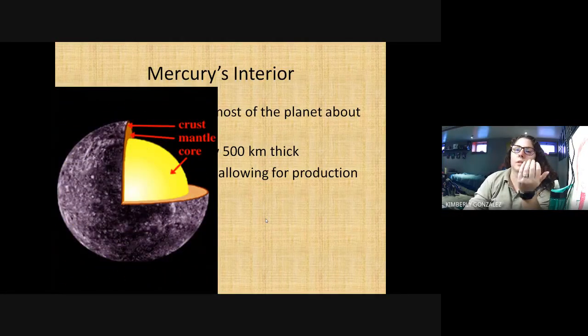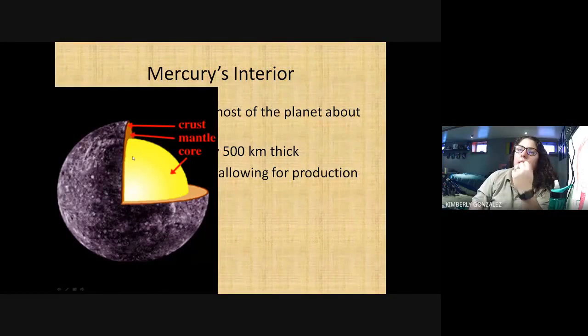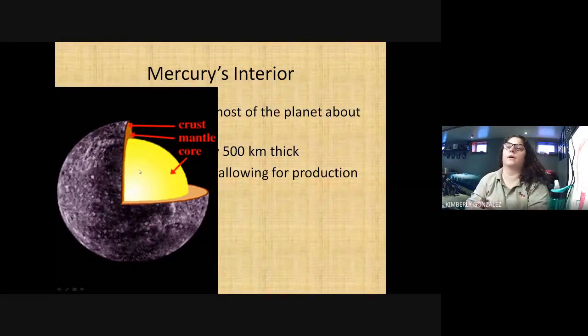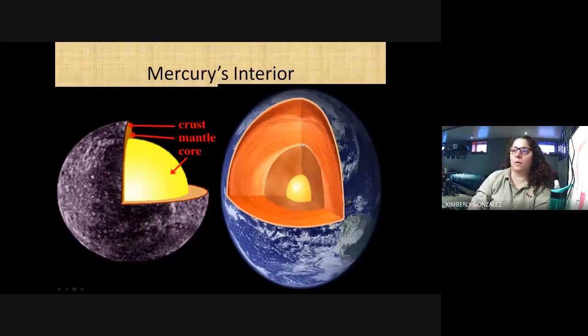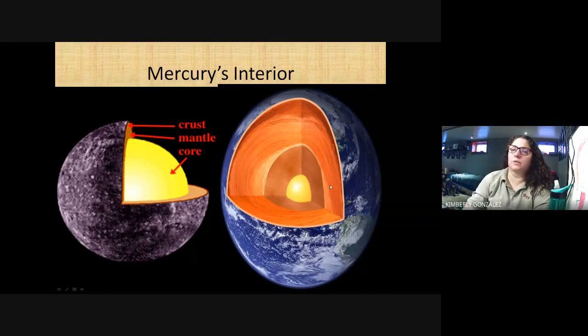Okay, so this kind of looks familiar. It's kind of like Earth's, right, where you have a core and then you have a crust and a mantle, right? But notice that the core is very large for Mercury, right, versus our core, right? We have the inner core, the outer core, right, and then we have the crust all the way over here. So it's similar to ours, but not so similar that it's identical.